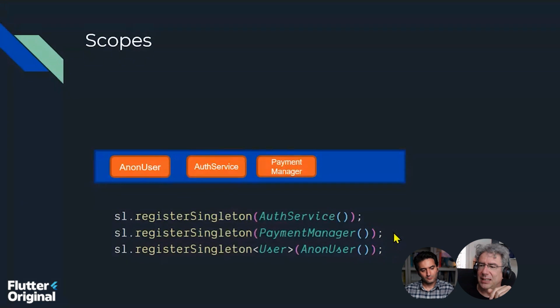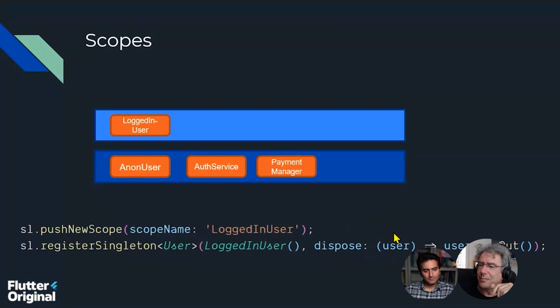Now the moment we log in, I push a new scope, logged in user. I give it a name, and I register a new object also of the user type, of type logged in user.